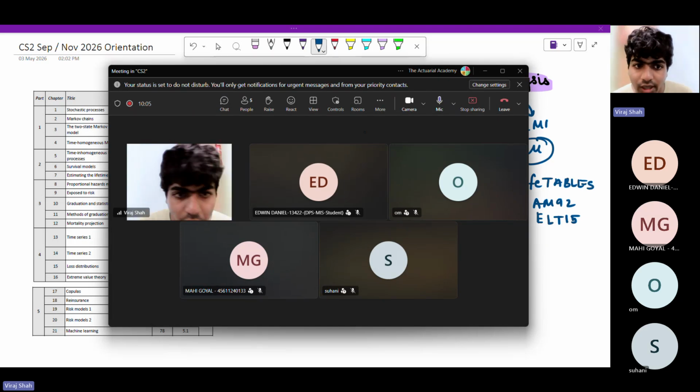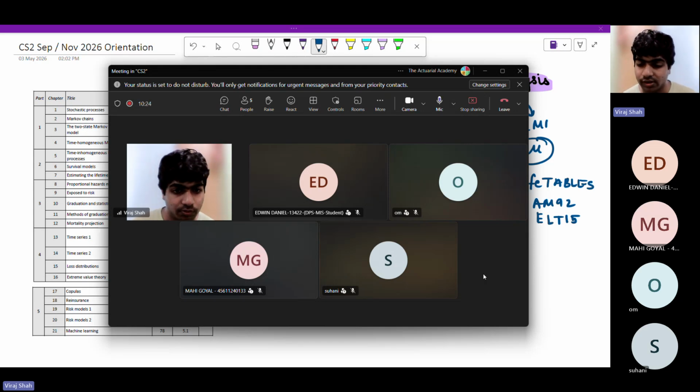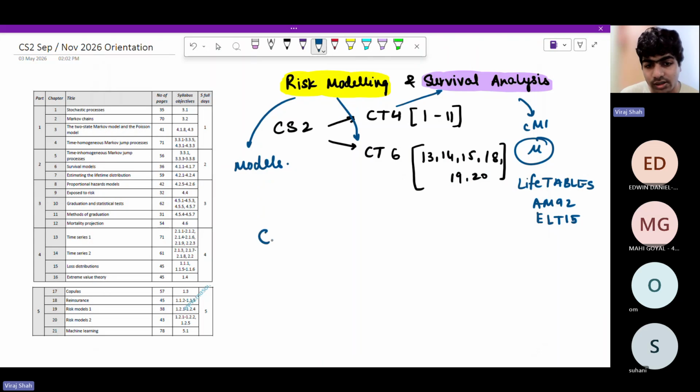One thing that I would like to make clear before starting the whole orientation session is please do not take CS2 very lightly. As you would have heard, CS2 is one of the toughest papers to clear. Understanding the concepts is not difficult, but writing and completing the paper is what makes it difficult. Again, we will have two papers here: CS2A and CS2B.